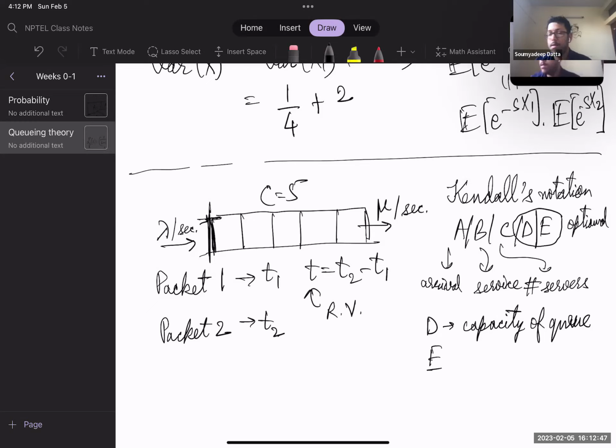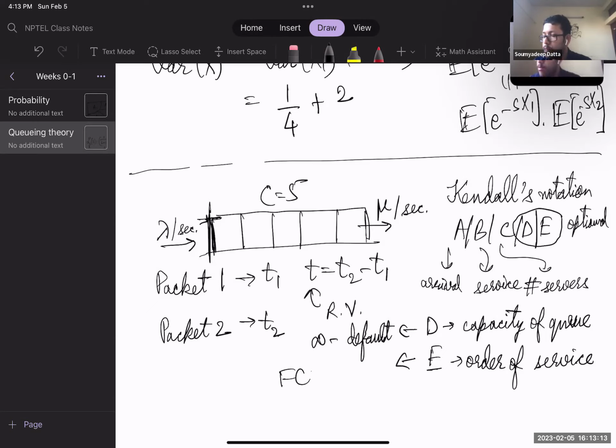And E is the order of service. By default, the value of D is infinity. This is the default. So by default, I'll assume that there is no constraint on the queue capacity. And then E is again FCFS by default.